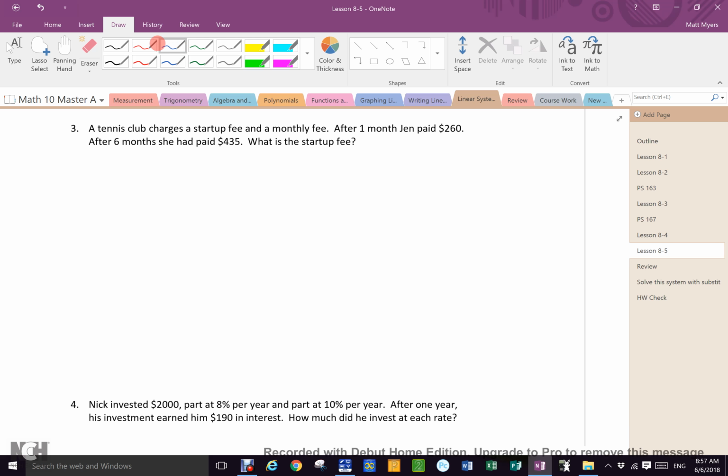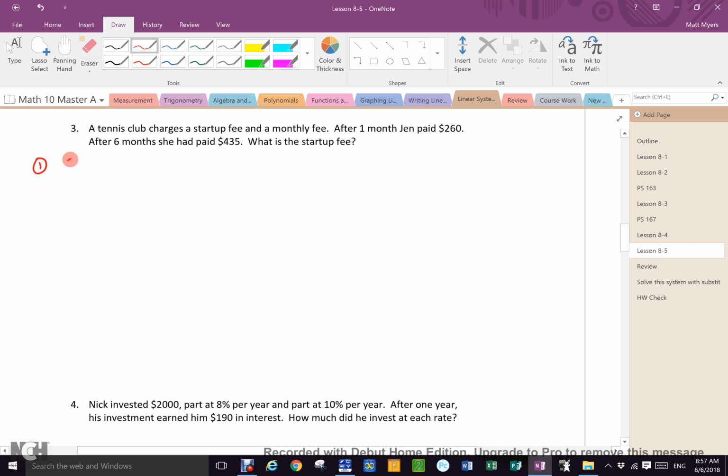Let's do the first one together. What are the 2 things I am looking for? You try to sort that out. I'll be writing it in red because I do my first step in red. What are the 2 things that I do not know? Startup fee and a monthly fee.